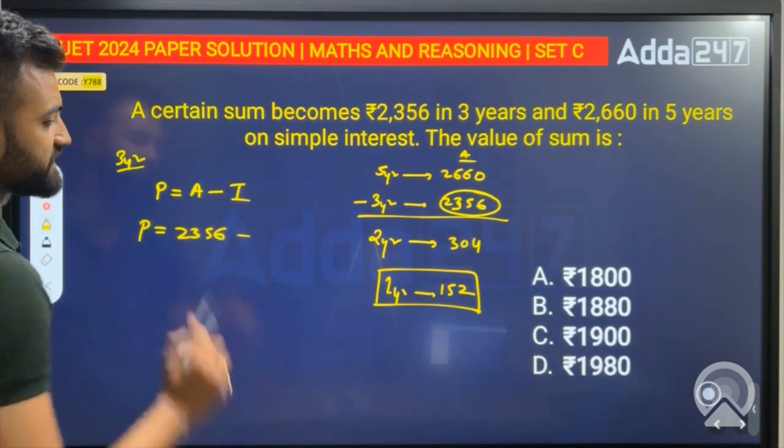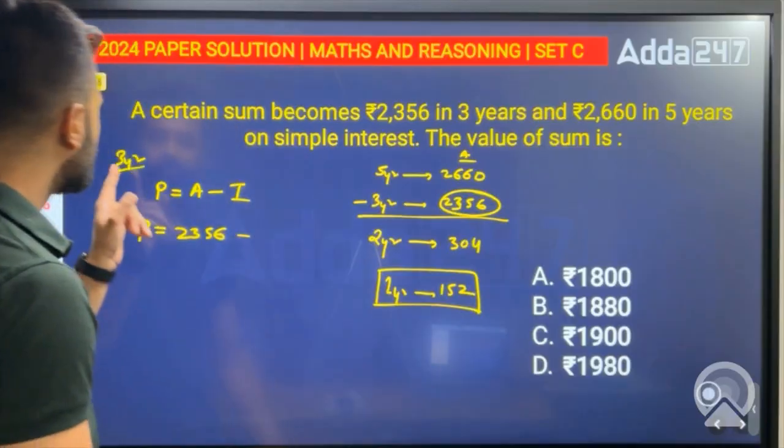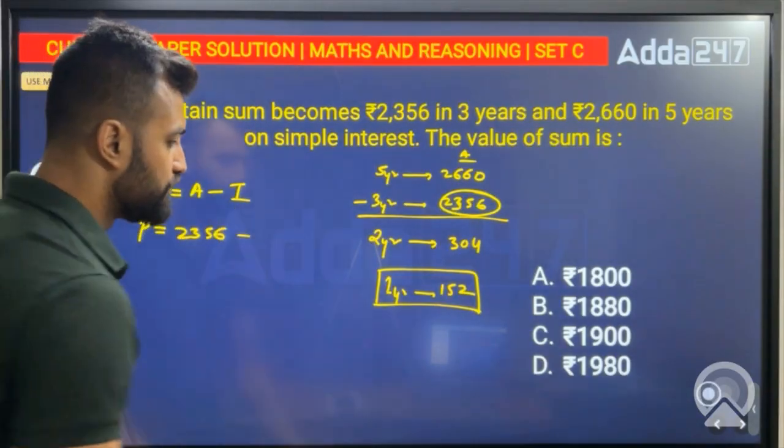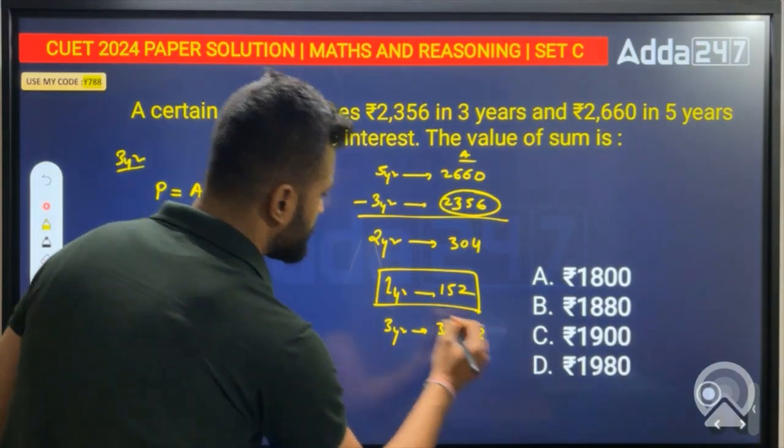And from here, you subtract the interest. So you cannot subtract 152. This is a 1 year interest. I need to subtract 3 year interest because I'm talking about 3 years now. So 3 years would be what, sir? 3 into 152. You can understand this like this.